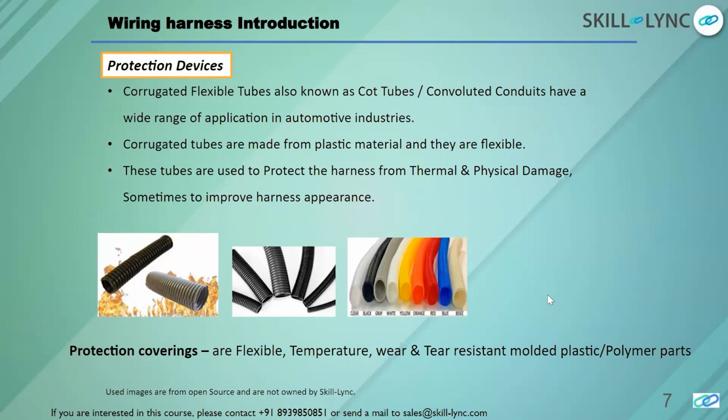And since you can find these components in different colors, it can also add to the appearance part. And then it can also be used for identification purposes, correct? So we can use different sets of colors for color coding so that it is easily understood, correct? So these are the major usages of protective coverings or protective devices. These are again made out of plastic materials, correct? And they are resistant to temperature, wear and tear as such, correct? So this is the use of protection devices, correct?